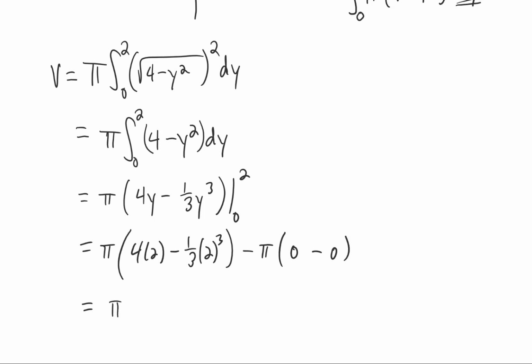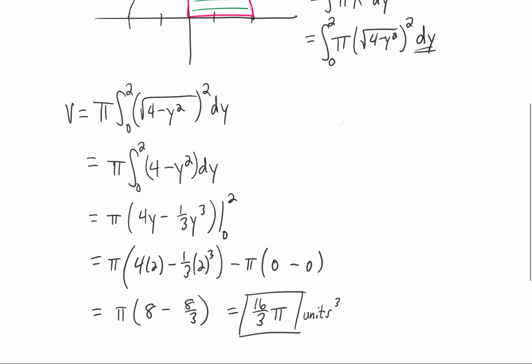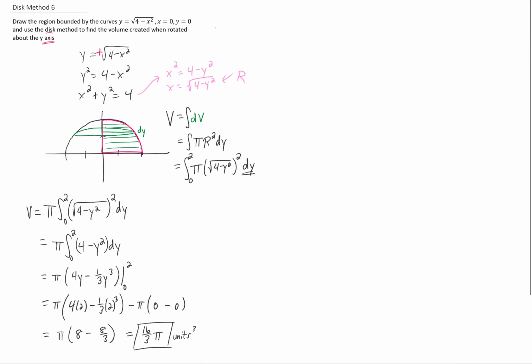Plugging all of that in and doing just a bit of simplification. Let's see, 8 is 24/3 minus 8/3. The final answer should be 16/3 pi. And that is going to do it for that problem. Again, this is a volume, so these would be units cubed. But I'm going to zoom out on that and call this problem complete.